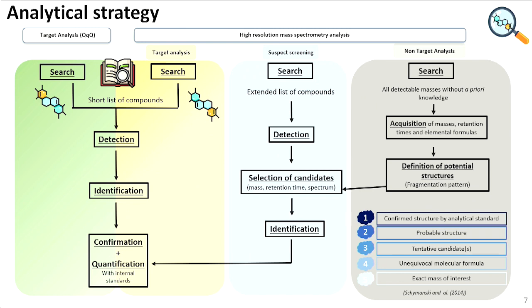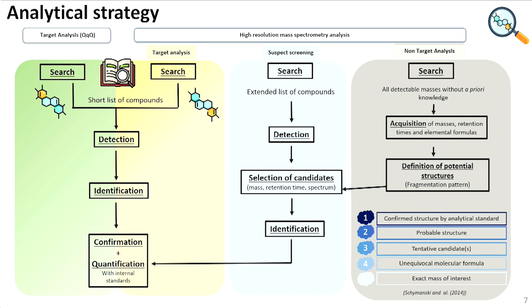The last one is called non-target analysis, and it is a very qualitative technique. During this mode, all the masses are detected without a priori knowledge in the samples. Then, fragmentation pattern is used to obtain potential structures, and like suspect screening, the identity of some candidates can be validated with the standards. Moreover, for those two modes, the identity of the molecules can also be validated with the level of Schymanski shown here.